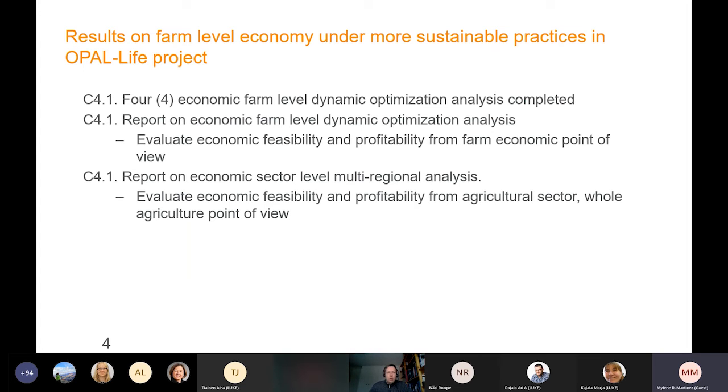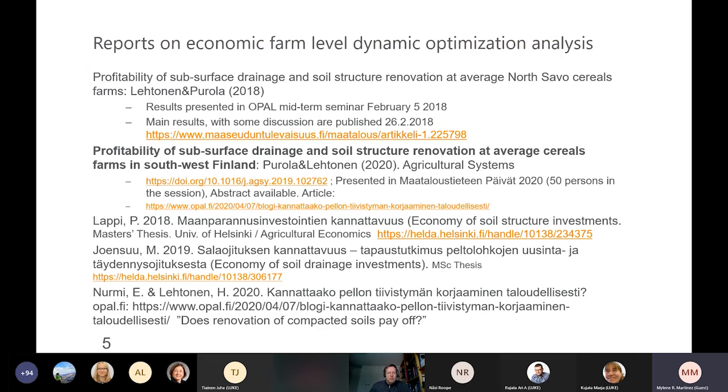Okay, in this OPAL project, we have produced some farm-level economic analysis, and we have produced some sector-level economic analysis on this topic. But I would focus now on farm level results, so that I will focus on one result published almost 2 years ago, profitability of subsurface drainage and soil structure renovation at average cereals farms in southwest Finland, made together by Tuomo Purola and me. And we presented these results once, and we have been discussing these results several times with experts and stakeholders. And there are some master's theses made in Finnish, written in Finnish, and we have some blog in Finnish as well, so that we try to disseminate and discuss this issue with farmers.